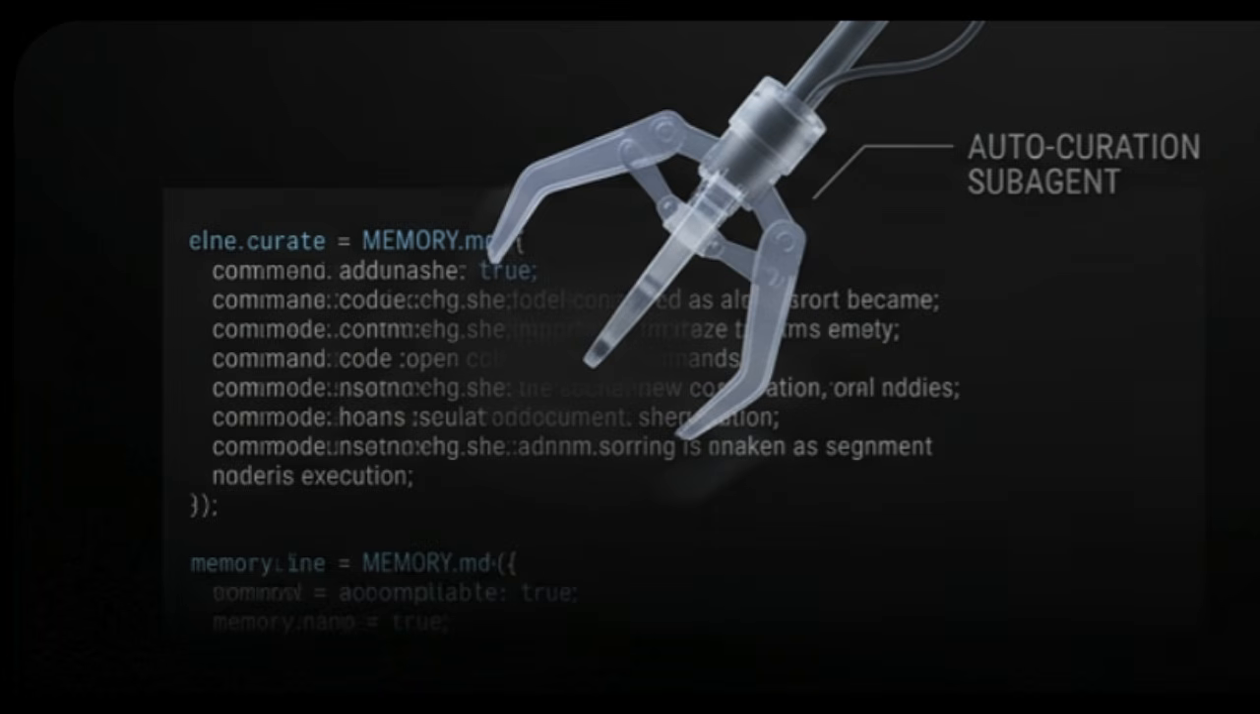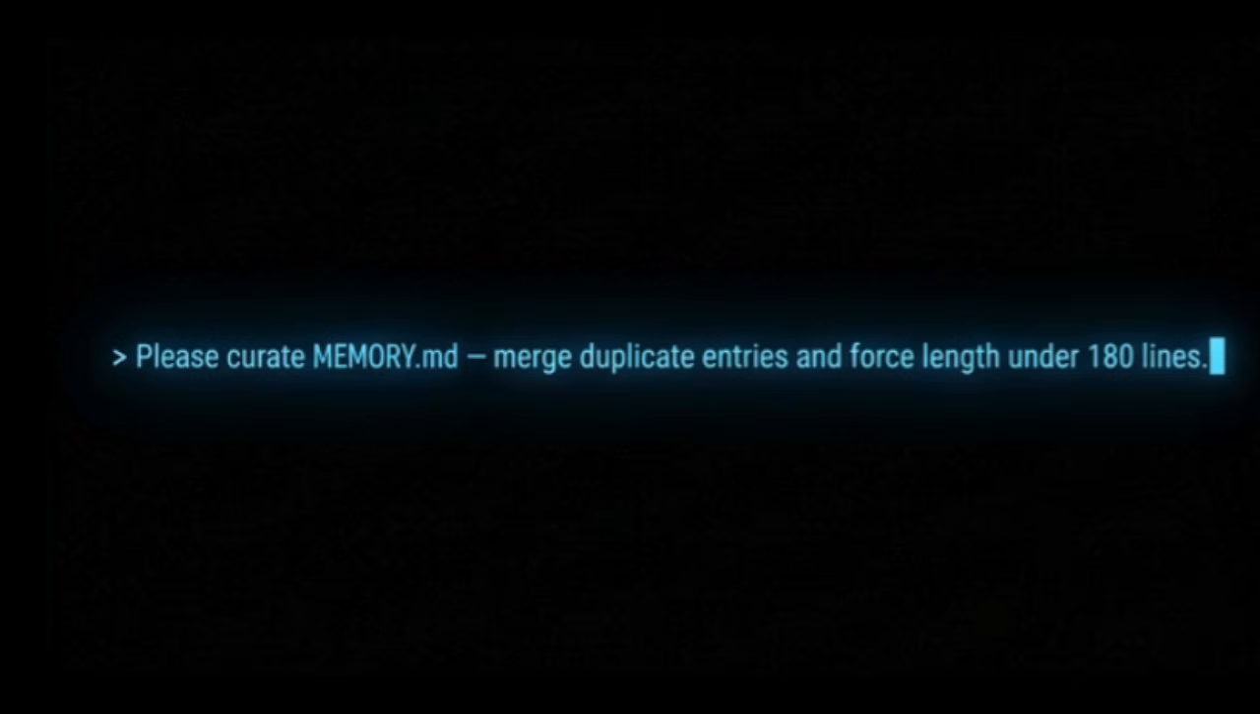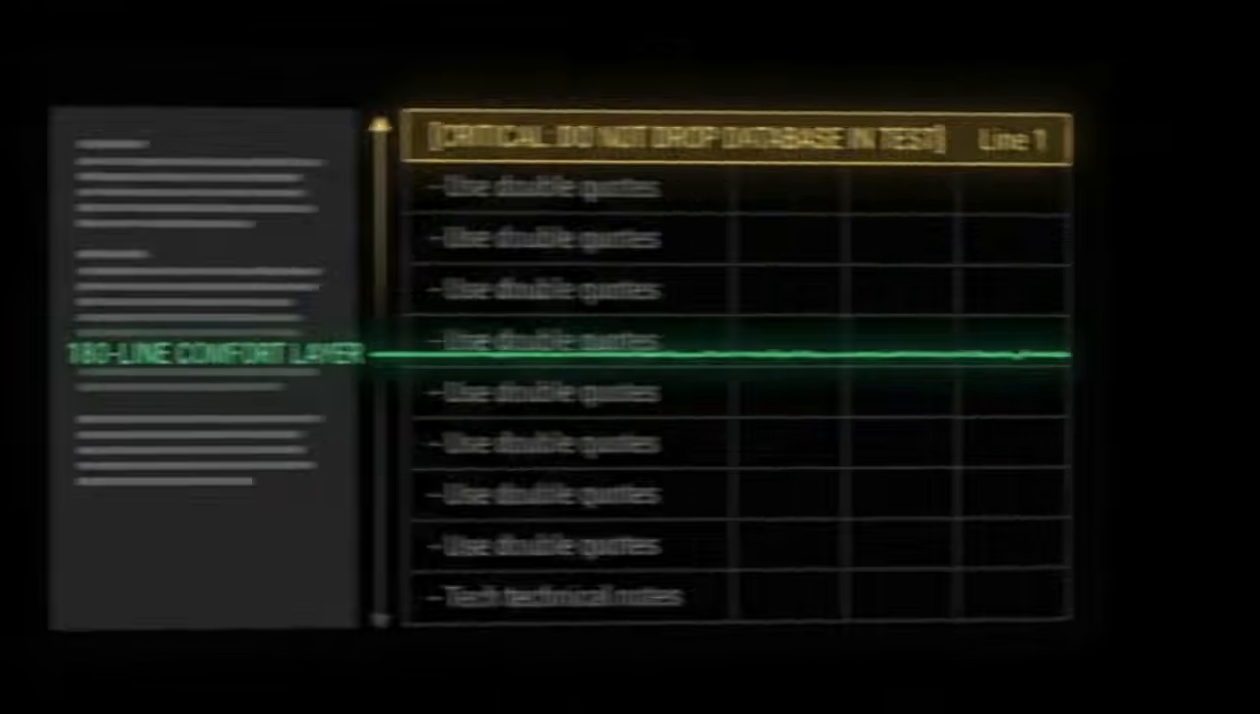Claude Code includes an automatic curation prompt. When a sub-agent detects that memory.md is approaching or exceeding the limit, it is instructed to curate the file. However, the model may consolidate entries in a way that loses precision. You can manually ask Claude to curate the memory.md file, with something like: merge duplicate entries, remove stale observations, and ensure the total length is within the 180 lines limit.